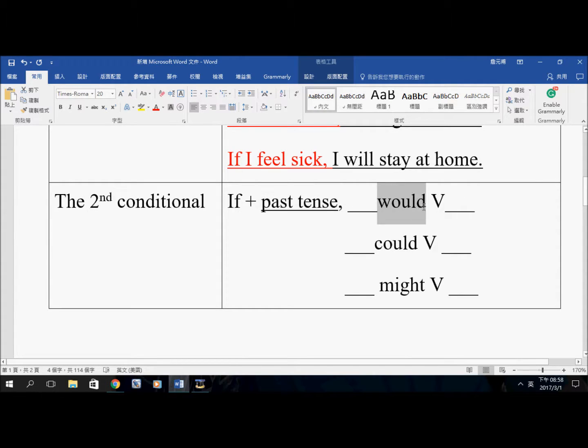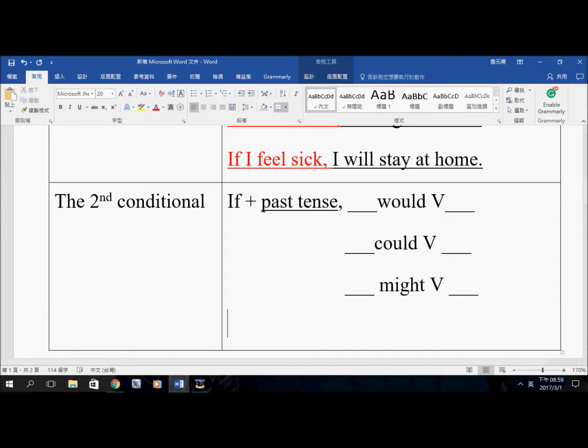We can use would with the base verb, could with the base verb, or might with the base verb. All right, these three words are not exactly the same when it comes to definitions and meanings. So you can choose which one to use depending on what you want to convey to your audience. All right, let me give you another example. Let's say if I could fly.